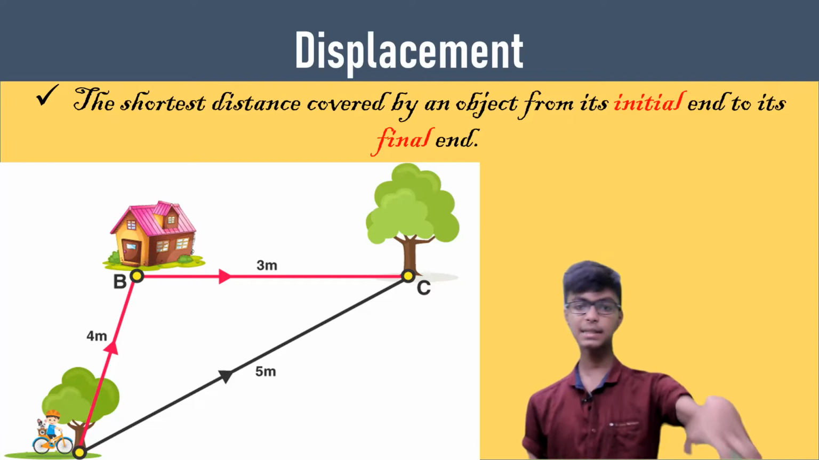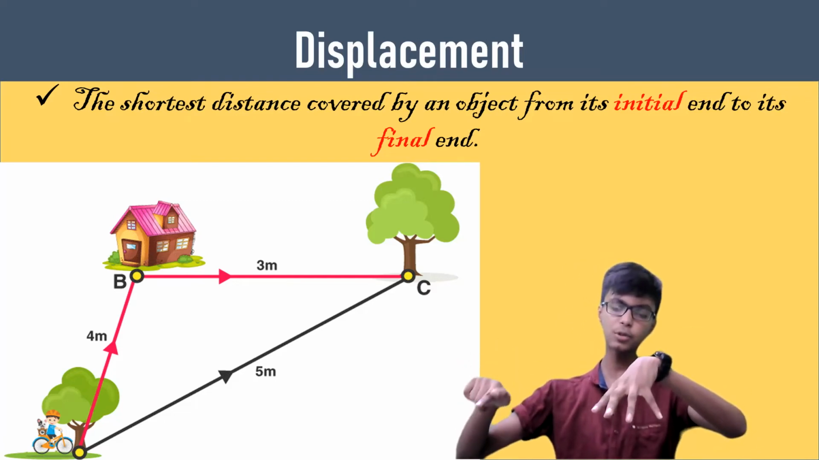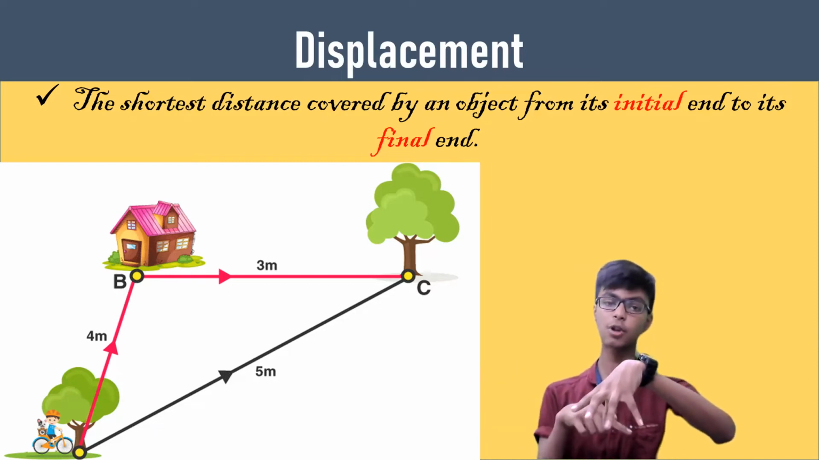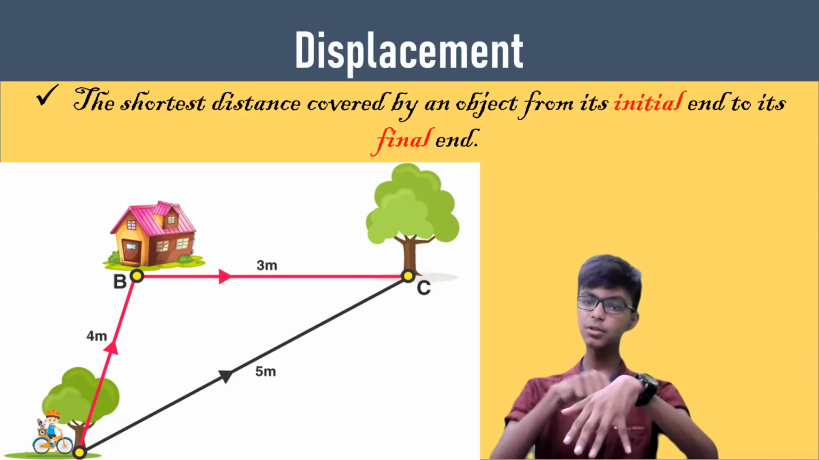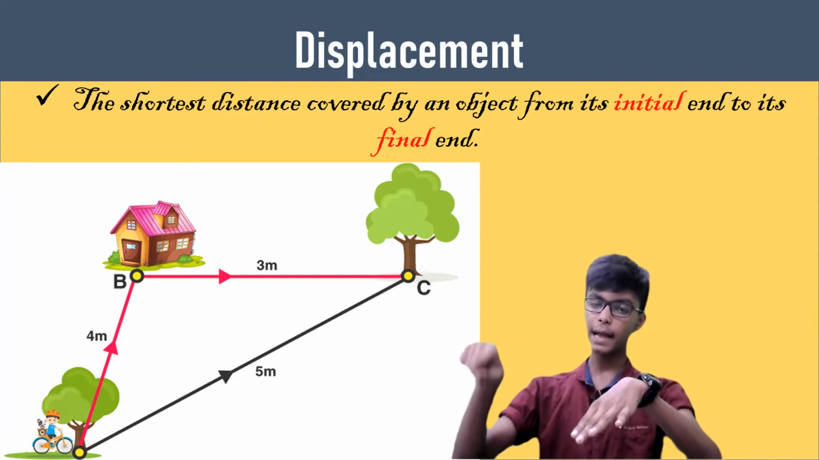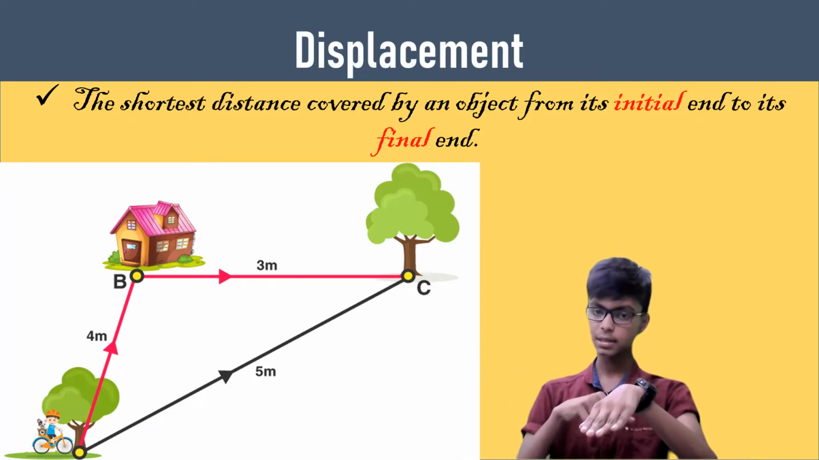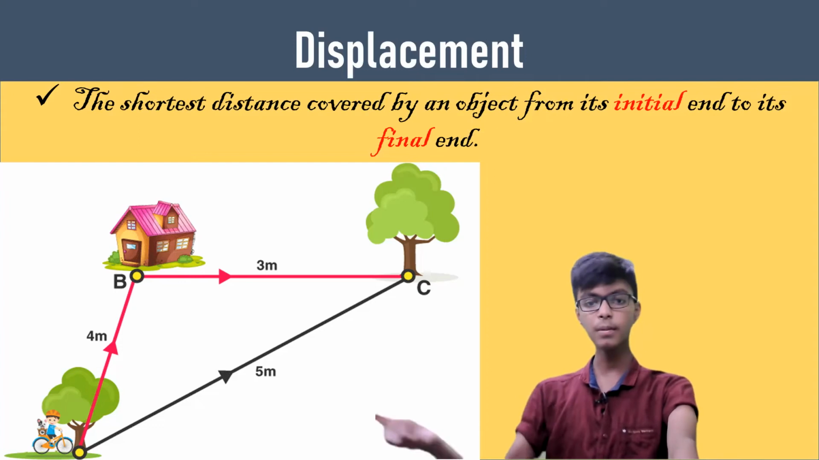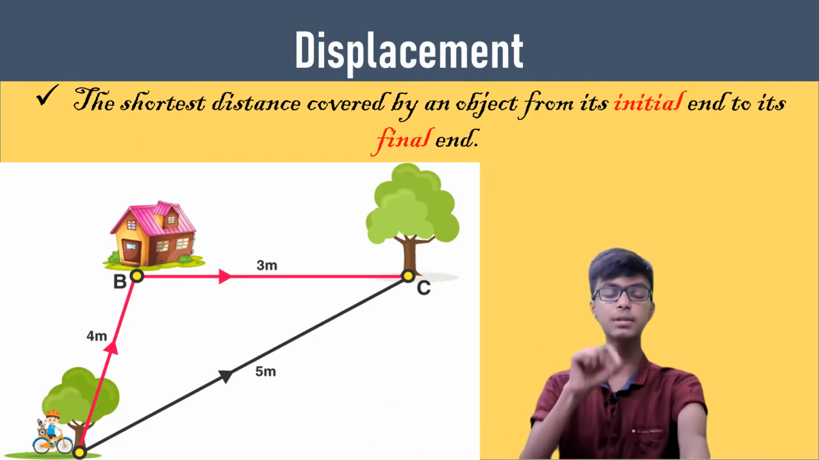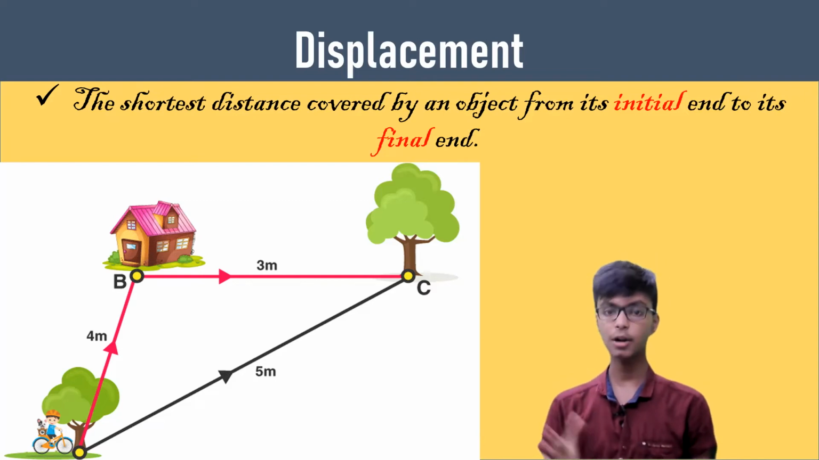Suppose the distance you have covered is 7 kilometers, but there was a shortcut. So when you are returning home, you use that shortcut, and it would be 4 kilometers. The distance you covered is 7 kilometers, but as you use the shortcut, it would be 4 kilometers. So it is the shortest distance from initial to final. Your initial is your home and final is your school. As you use the shortcut, your distance is reduced.